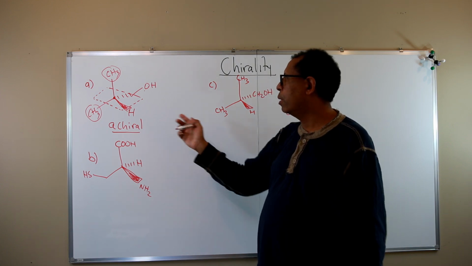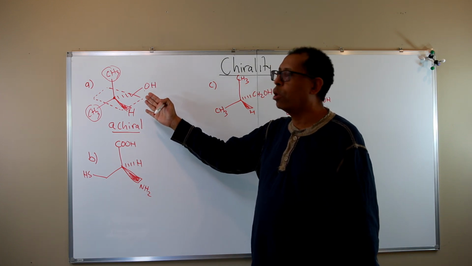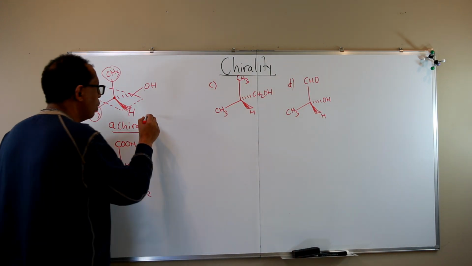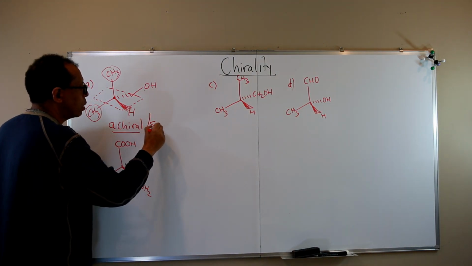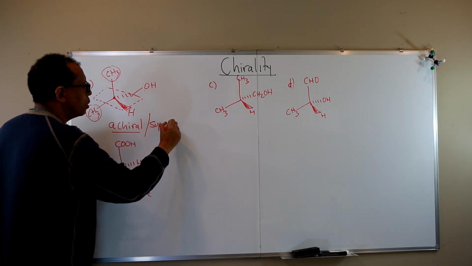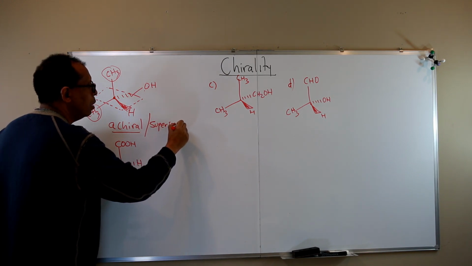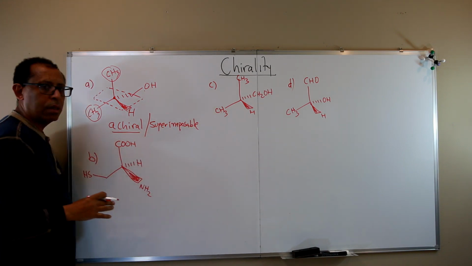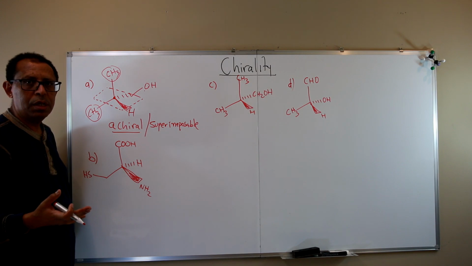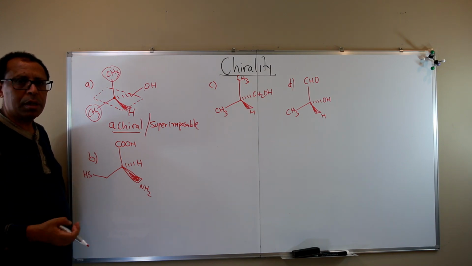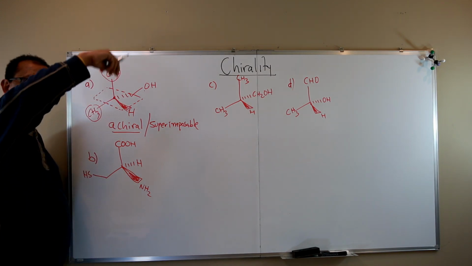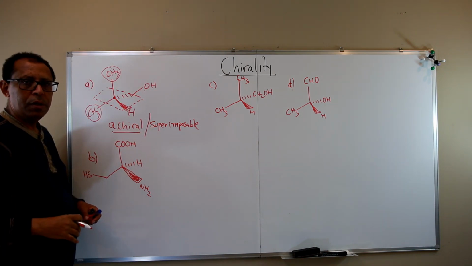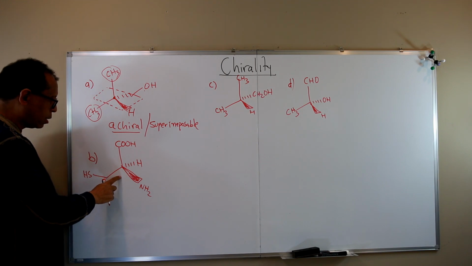So this compound is superimposable on its mirror image. So achiral means superimposable on its mirror image. But if it was a chiral compound, enantiomeric or diastereomeric, you cannot superimpose it on its mirror image, but this one does. Okay, let's see the next molecule.